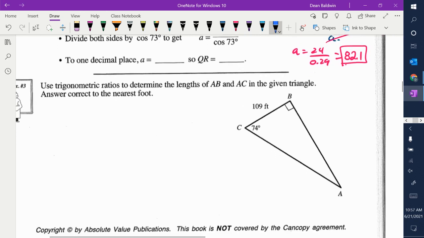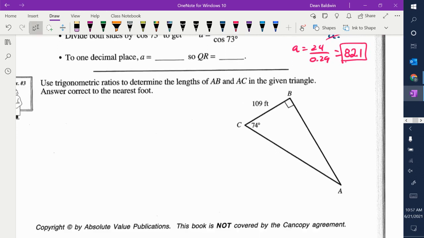All right, we're going to solve this triangle, then I'll give you a couple practice questions, and I'll email your test scores back to you. So we have to find the lengths of AB and AC.